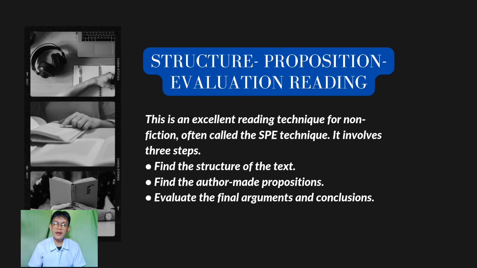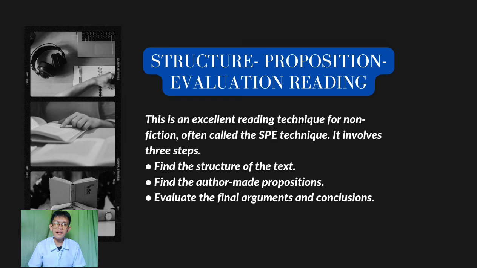So the second step is find the author-made propositions. In each section of the text, you find the logical relationships between the author's proposition. So it is basically determining how the statements relate to one another. So it's like finding or looking for the relationship or connection of the statements of the authors presented in that text. And the third step is evaluate the final arguments and conclusions.